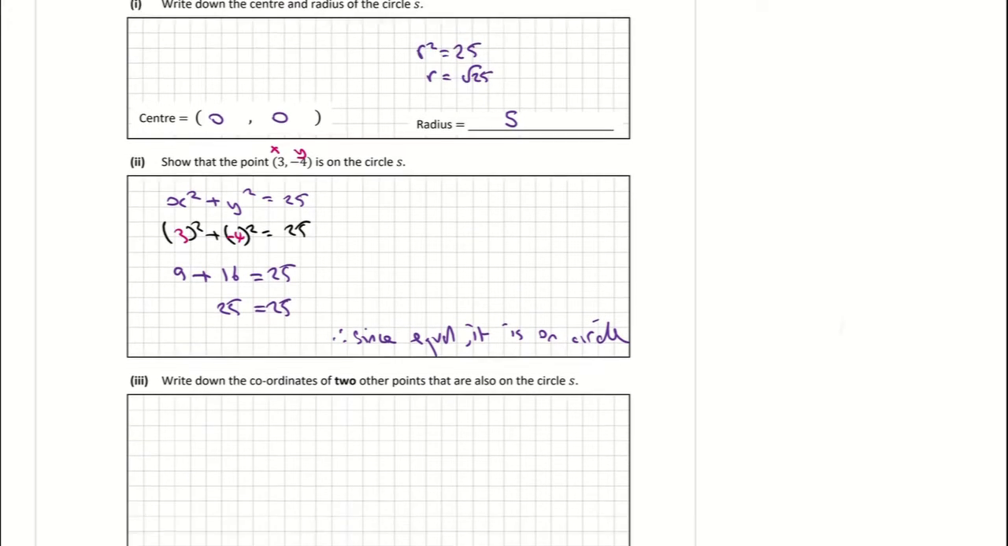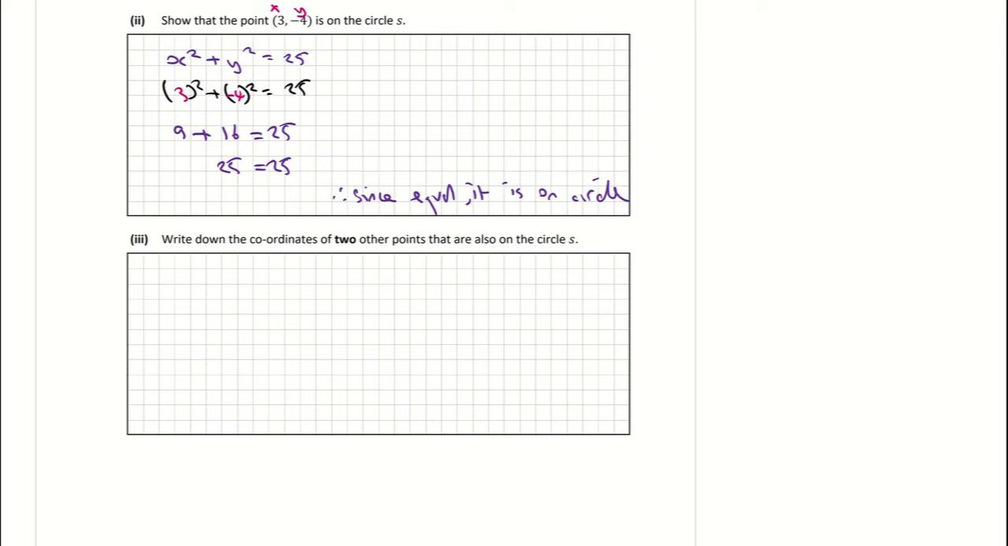Okay, scrolling down to part 3 now. It's saying write down the coordinates of 2 other points that are also on the circle S. Now remember, if we go back up to the first part of this question, we figured out that the center was 0, 0. Very rough sketch there, but we also found that the radius was 5. So think about it this way, my radius of 5 can go up, down, right, or left. And if I create the circle now between those 4 points where it'll cross the x and y axis, it would look something like that. Now, very rough. Again, this is just to visualize it.